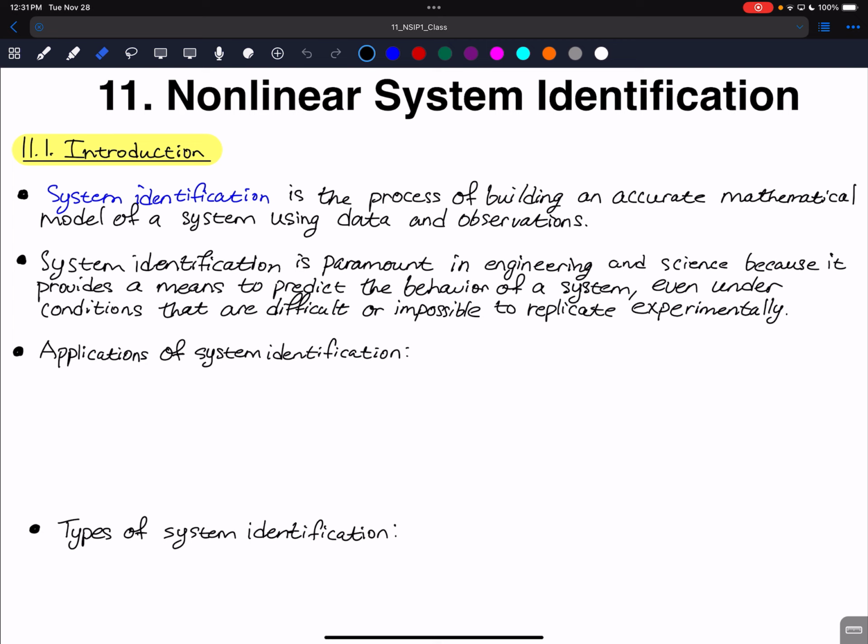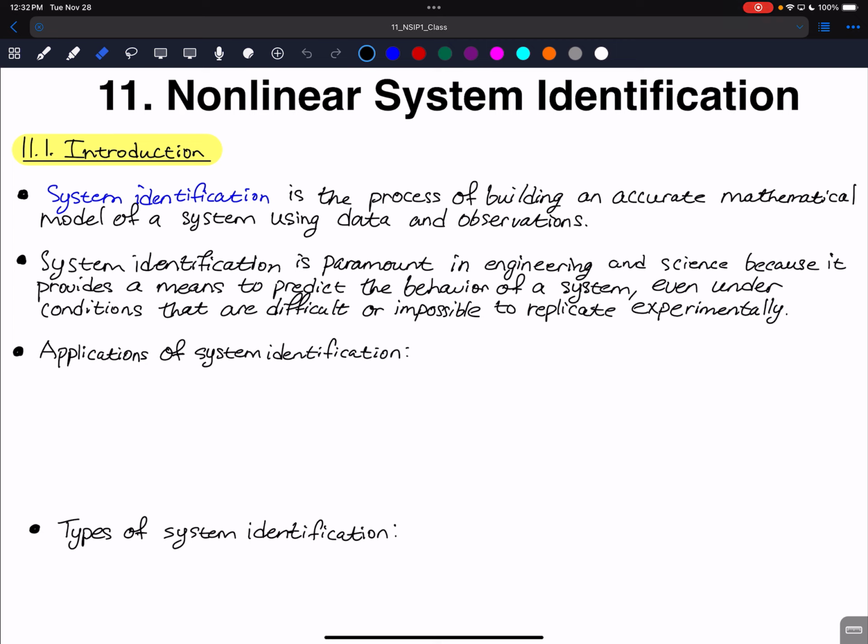All right, so system identification is the process of building an accurate mathematical model of a system using data and observation. So using measurements, or in some cases simulation data if you don't necessarily understand the physics, but you can have some model that you can simulate. Or maybe you have a very high fidelity model that you want to reduce down. In that case, you can use that data to do system ID to produce a reduced order model.